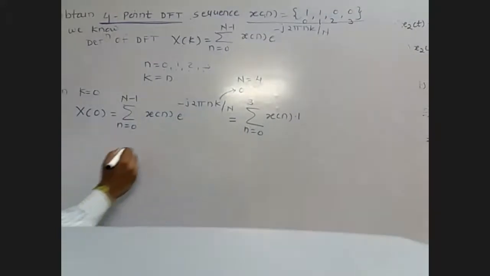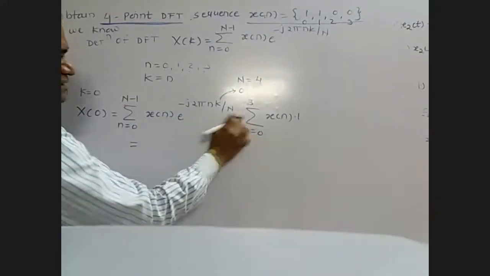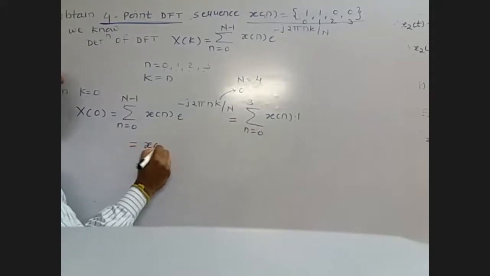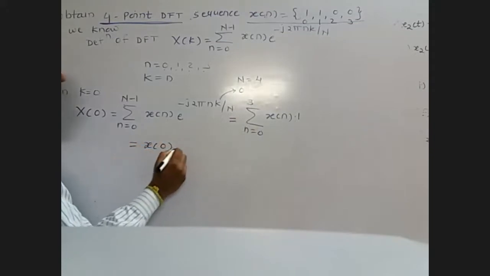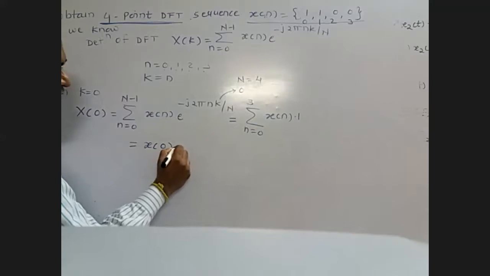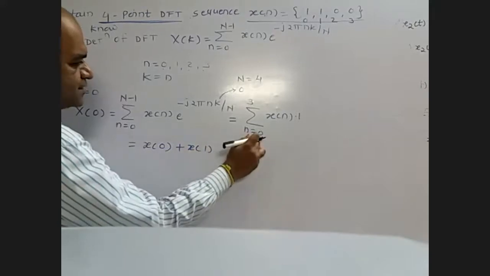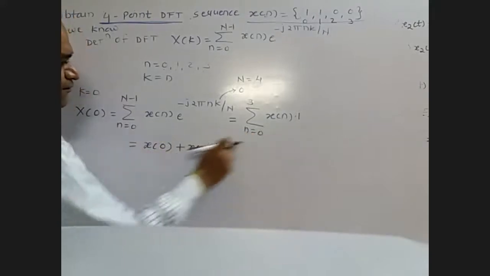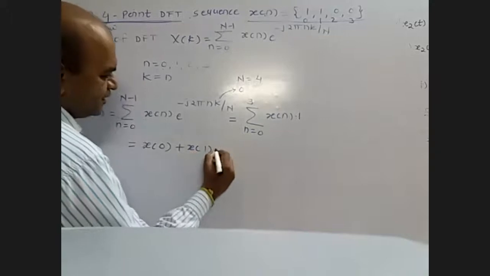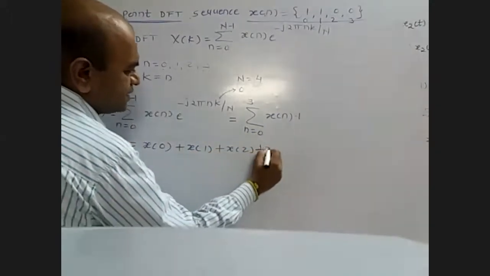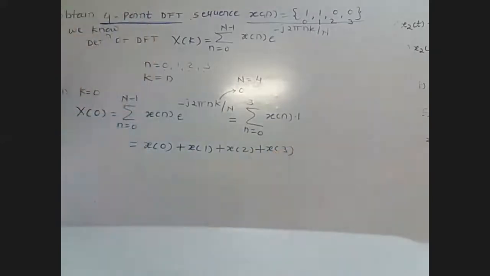So we will solve this mathematical expression, the summation. I write here x of 0 into 1 plus x of 1 when n is 1, plus x of 2 when n is equal to 2, plus x of 3. Now we already know the values of x of 0, x of 1, x of 2 and x of 3.